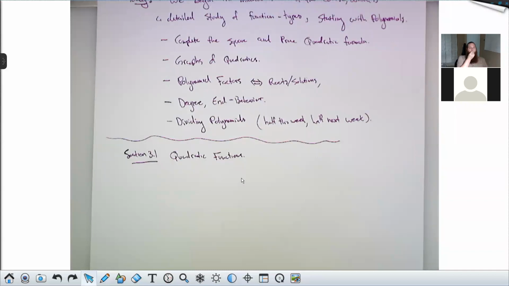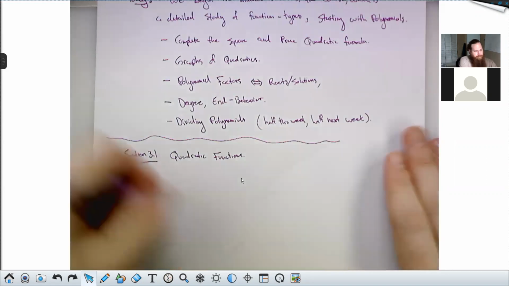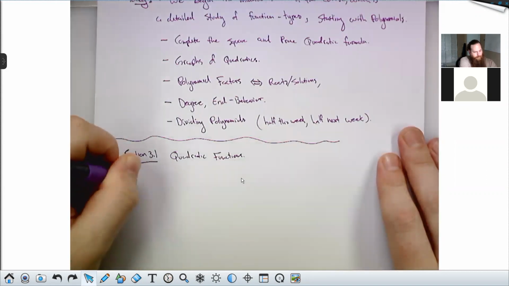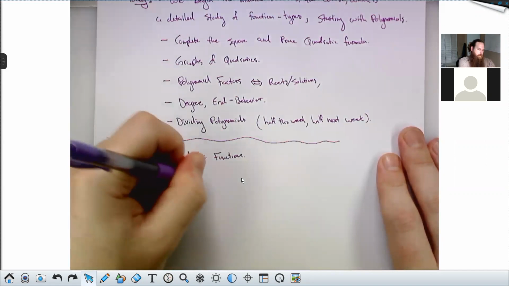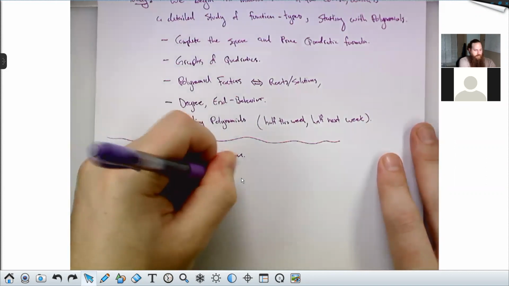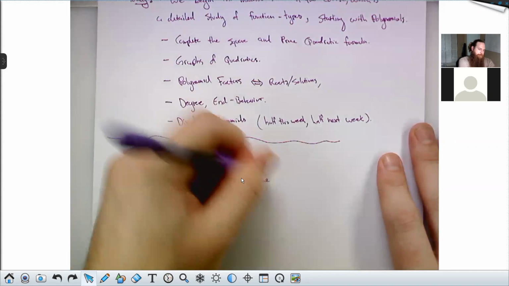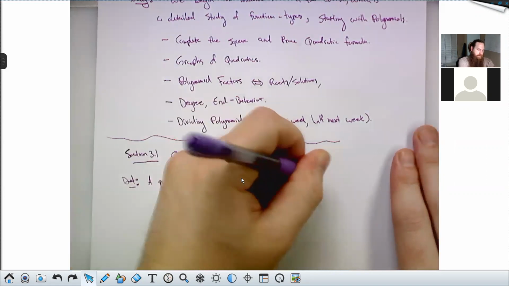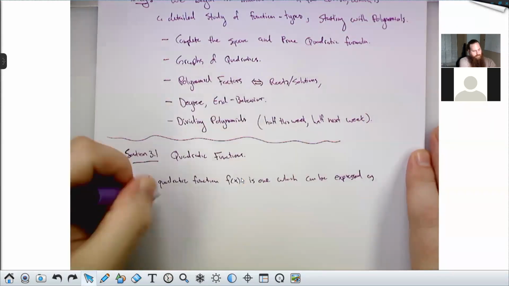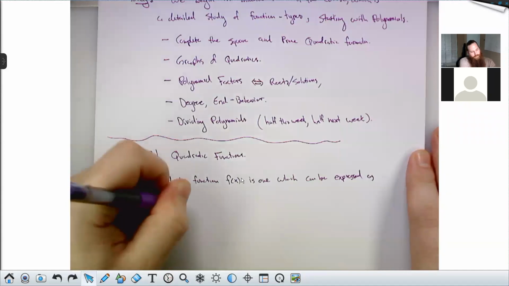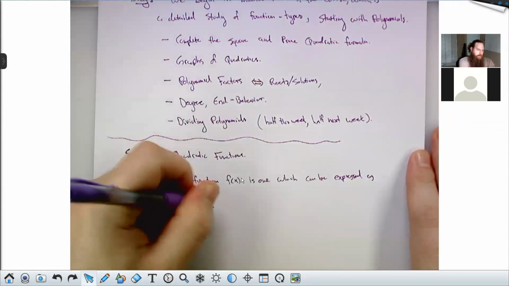Quadratic functions. This should be mostly review. There's a little bit of vocabulary here that's a bit different. So a quadratic function f of x is one which can be expressed as f of x equals ax squared plus bx plus c.